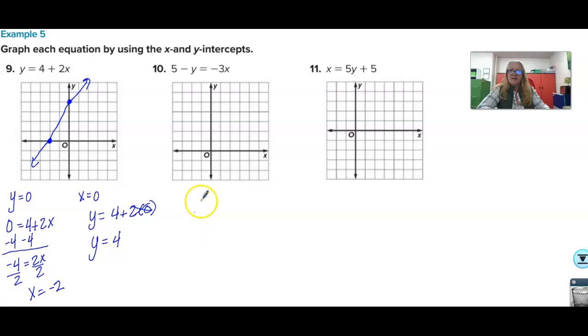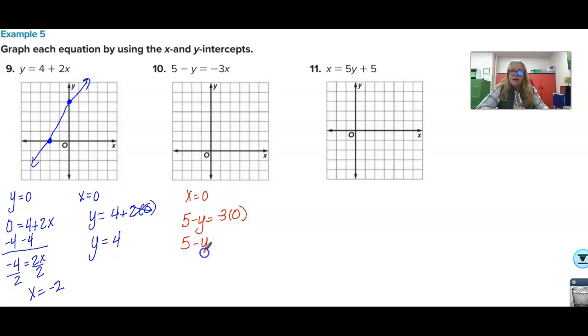Yeah. Okay, this one, it's not in y equals mx plus b form, but I guess when we're finding intercepts, it doesn't really matter. So let's do x first this time. All right, we have 5 minus y equals negative 3 times 0.